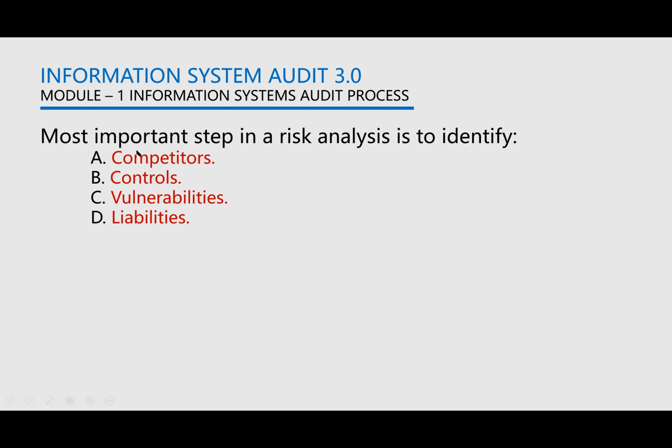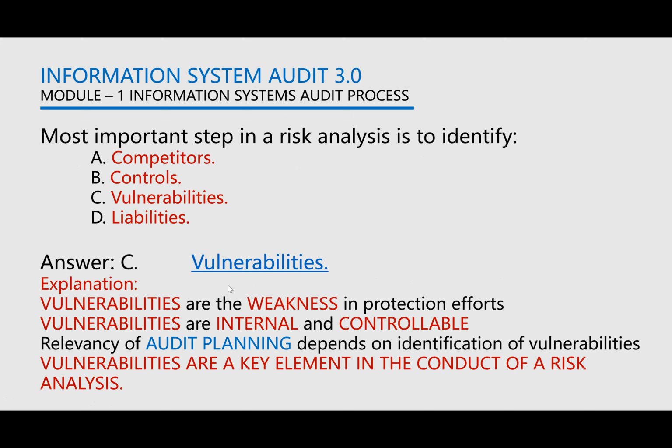That's not the point. Second, the most important step in risk analysis is to identify what? Vulnerabilities. Wonderful. Vulnerabilities are the weaknesses in protection efforts. Now, if I'm doing analysis, I need to basically find out where my weaknesses are. Weaknesses, another word they've given is vulnerabilities. Vulnerabilities, always remember, are internal and these are controllable. I can control them. The relevancy of audit planning depends on the identification of vulnerabilities. Vulnerabilities are a key element in the conduct of risk analysis. So we conclude that when we do risk analysis, vulnerability is an important aspect.